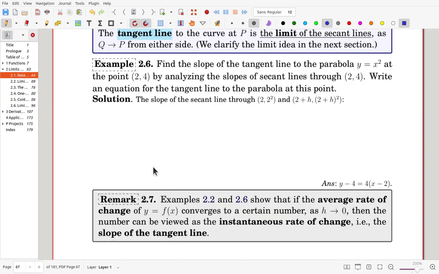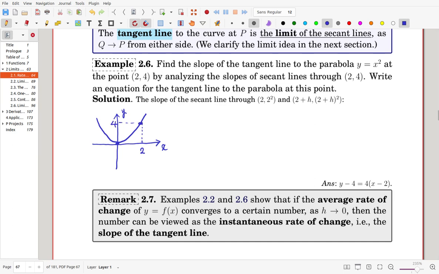Okay, now let's try to find the slope of the tangent line to the parabola y equals x squared at (2, 4). Okay, let's try to make a picture. So it's the x-axis, that is the y-axis, and y equals x squared is given in this way. There is a touching here. And that is y equals x squared. Once x equals 2, then y equals 4.